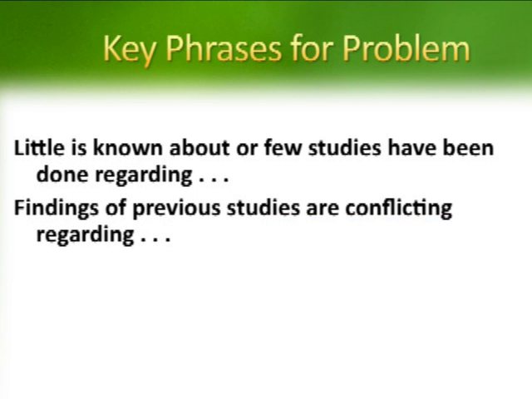Okay. Now, key phrases to find the problem, or what I'm going to call the gap, includes finding within that review of the literature little is known about, or few studies have been done regarding, or findings of the previous studies are conflicting regarding. Because what you're going to have to do as a researcher is stand up in front of a bunch of people who have money, which I'm going to call the blue suits, and you have to ask them to fund your research. So you need to give them a reason for giving you the money, which is a gap in the literature.